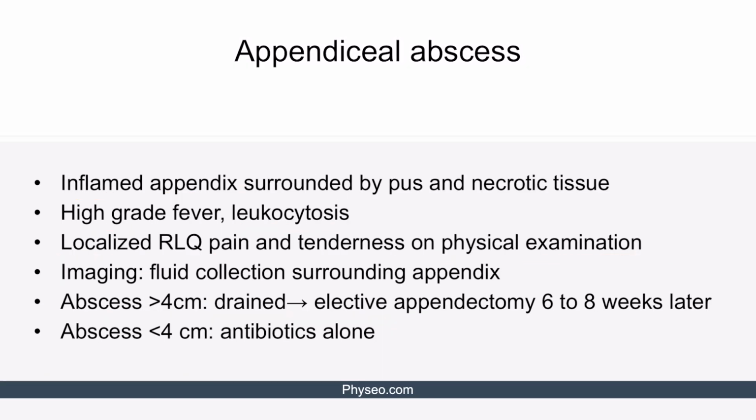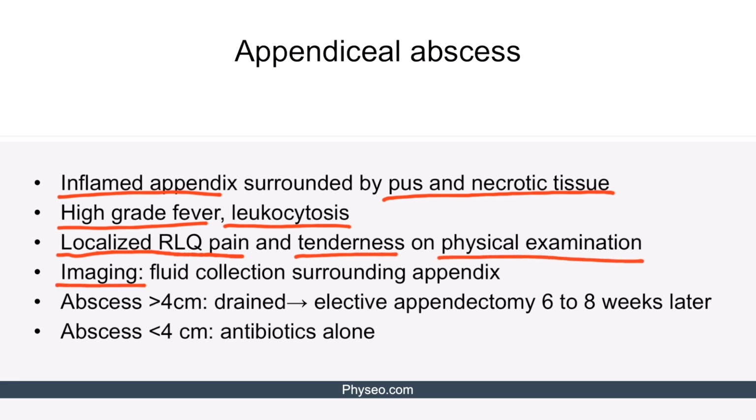Appendiceal abscess formation is also a common complication. When there is an inflamed appendix, pus and necrotic tissue surround the area, leading to abscess formation. High-grade fever and leukocytosis, along with symptoms of acute appendicitis such as localized right lower quadrant pain and tenderness, may be present on physical exam. Imaging may reveal a fluid collection surrounding the appendix. Although symptoms are similar to a perforated appendix, the management is different. An abscess greater than 4 centimeters must be drained before performing elective appendectomy 6 to 8 weeks later. However, abscesses less than 4 centimeters can be treated with antibiotics alone.